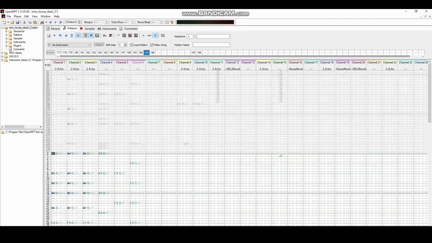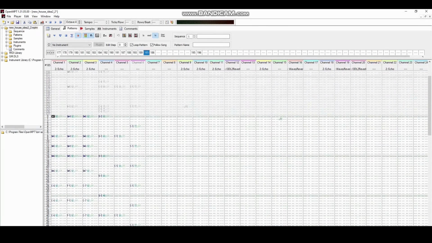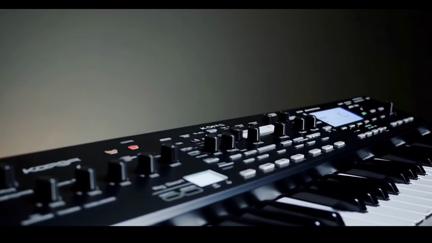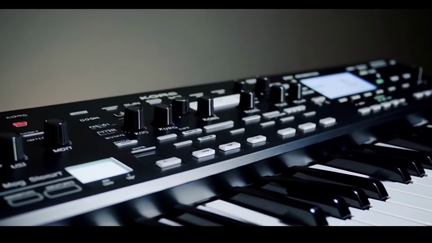Yeah, but I'm also doing the more traditional, the more classic kind of house music, which is a bit happier. And I really like the Korg M1 bass, which I also use here. So let's listen to this.